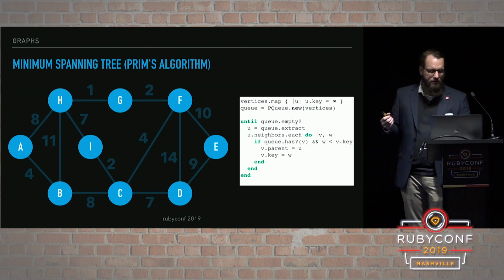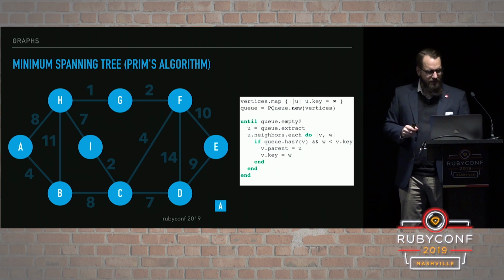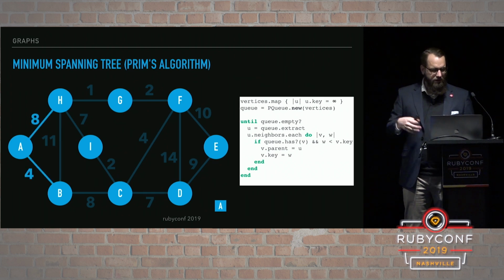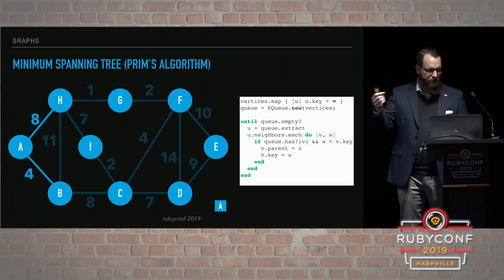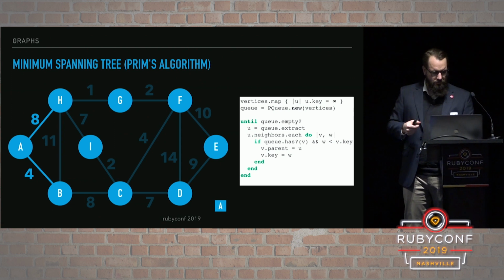So we're going to start with A. We're going to pick A because we want to. And A's neighbors are H and B. And so we're going to go to H, and we're going to go to B, and basically highlight those edges and update H and B.